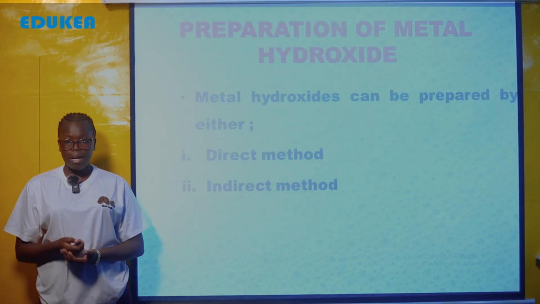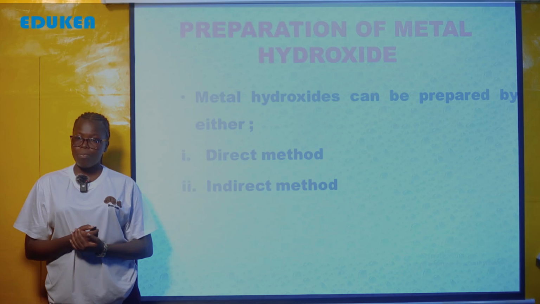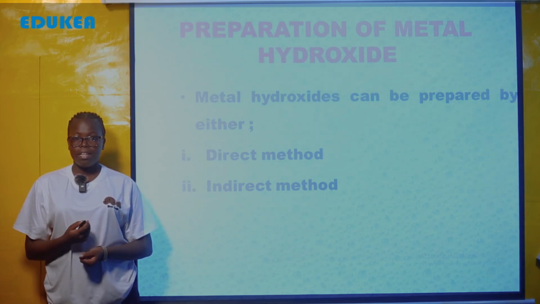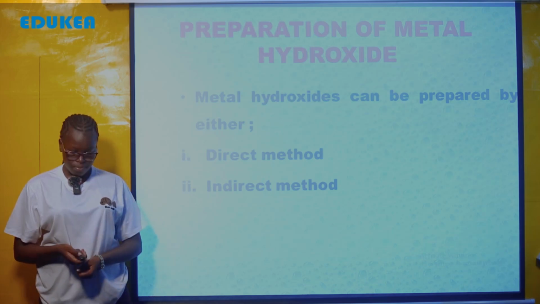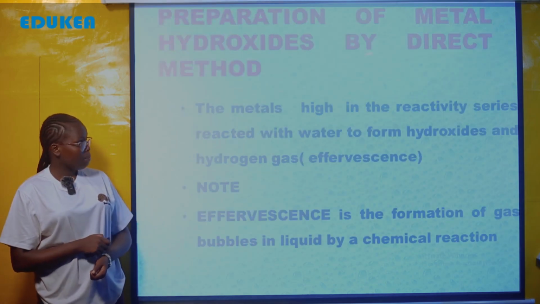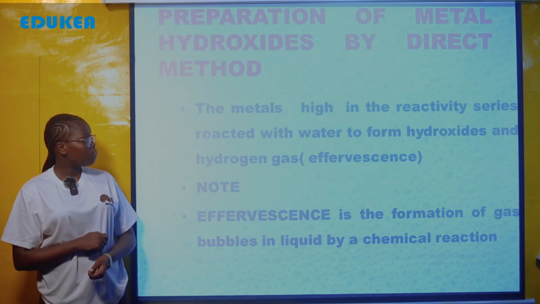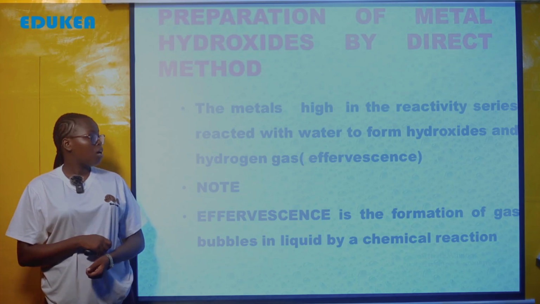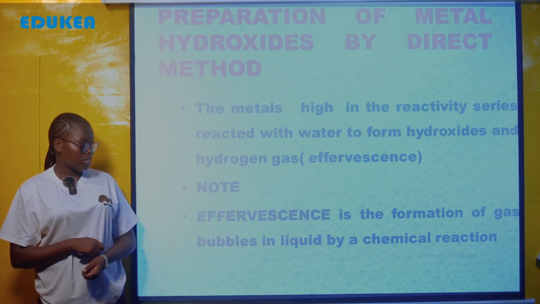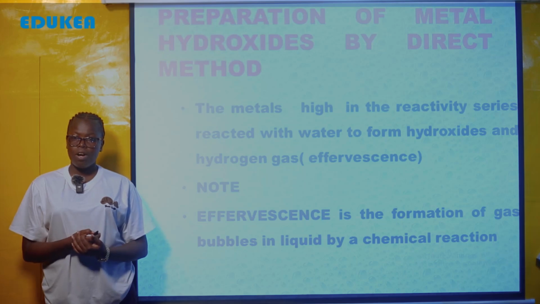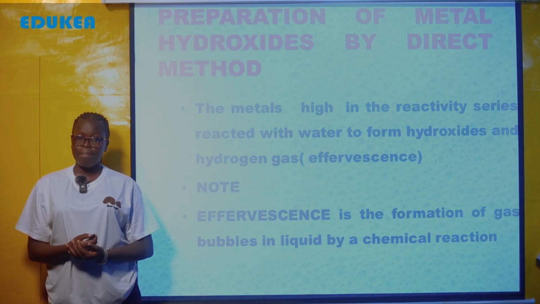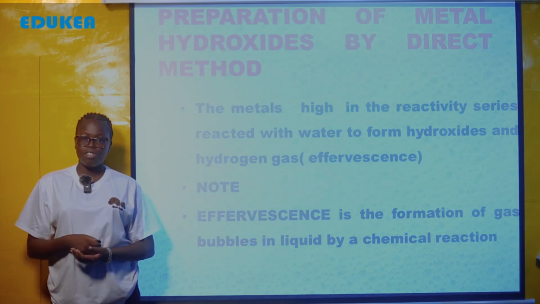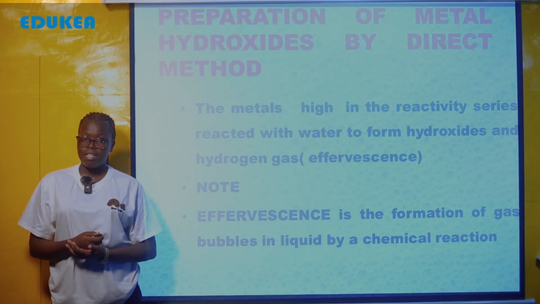Metal hydroxide is prepared by using two methods. The first one is the direct method, the second one is the indirect method. The direct method involves the preparation of highly reactive metals, higher in the reactivity series. Examples of these metals are sodium, potassium, magnesium. All metals which are above hydrogen in the reactivity series are prepared by the direct method.